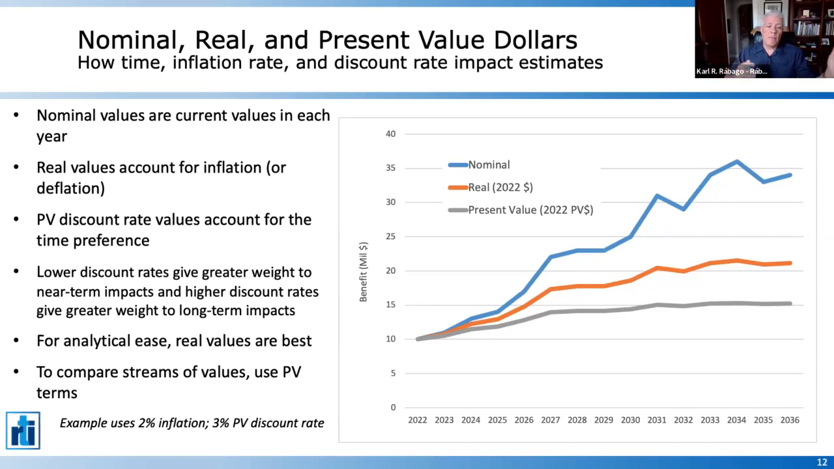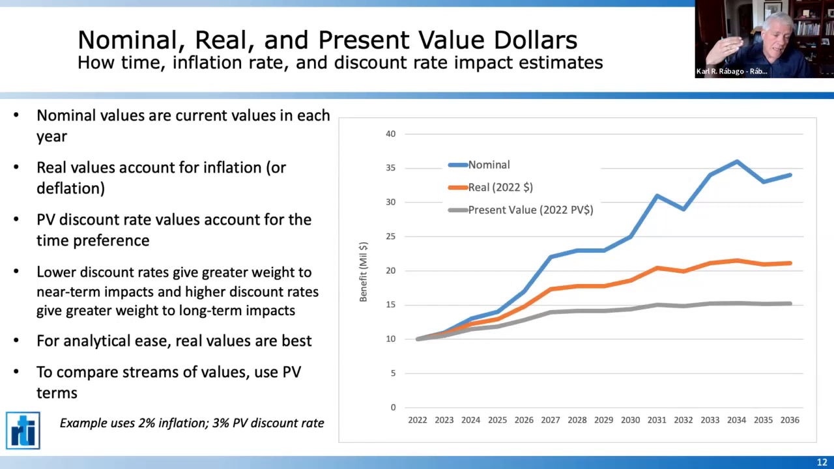And again, the bigger the discount rate, the more those lines get pushed down and the value is reduced. We recommend using real values for analytical ease, and then applying any additional present value terms that are appropriate to the organization doing the spending or the evaluating as you go forward.